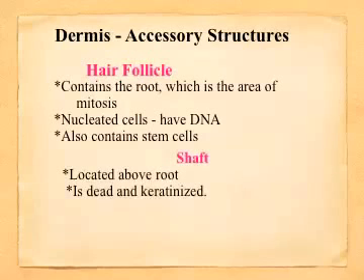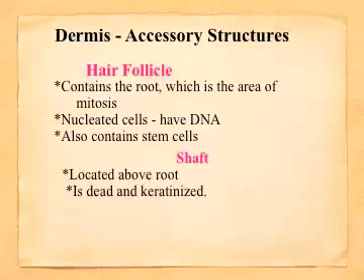There's two parts to hair. First, the hair follicle. The hair follicle is beneath the skin. The hair follicle contains the root, and this is the area where mitosis occurs to make more hair. That's what you commonly know as growing hair. Of course, there's nucleated cells, and these cells have DNA. Also, in one area, there's stem cells to create more hair, more individual hairs, that is.